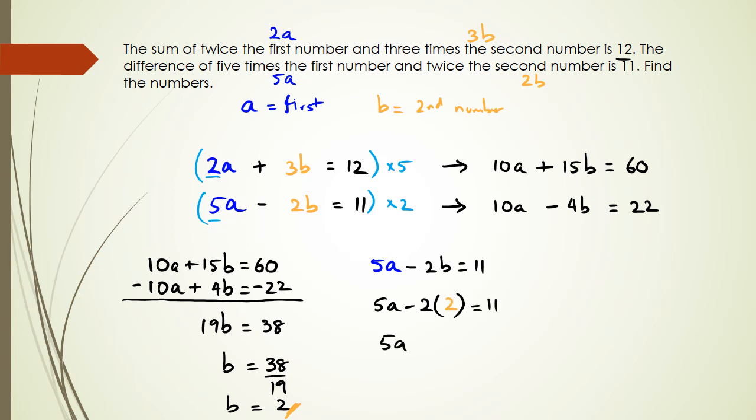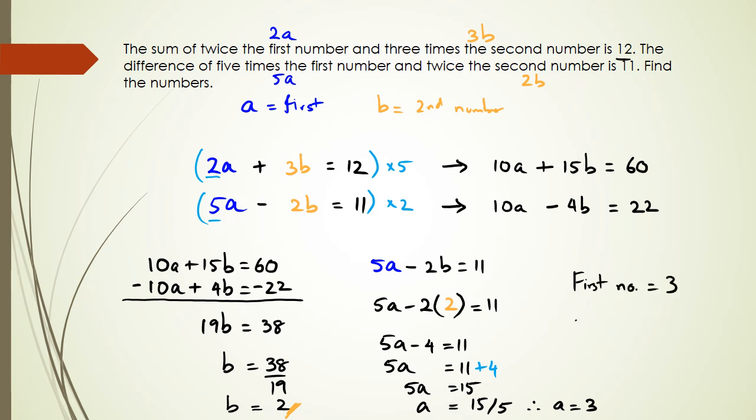So I'm going to get 5A minus 4 equals 11. And then 5A equals 11 plus 4, which means I'm going to get 5A equals 15, and A equals 15 divided by 5. Therefore, A is equal to 3. So then you can say my first number is equal to 3, and my second number is equal to 2.